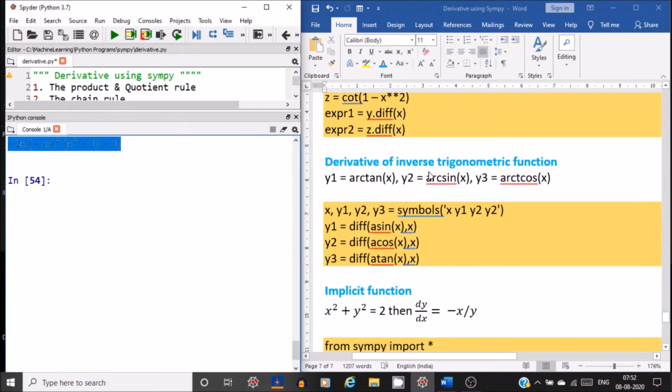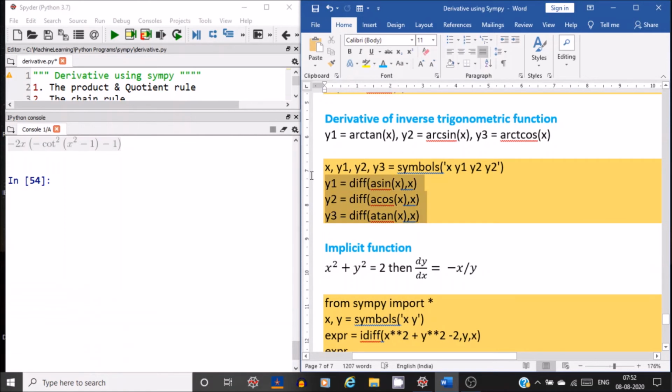Next we can see the derivative of inverse trigonometric functions. So y1 is equal to arc tan x, y2 is equal to arc sin x, and y3 is equal to arc cos x. Now we see the result one by one.